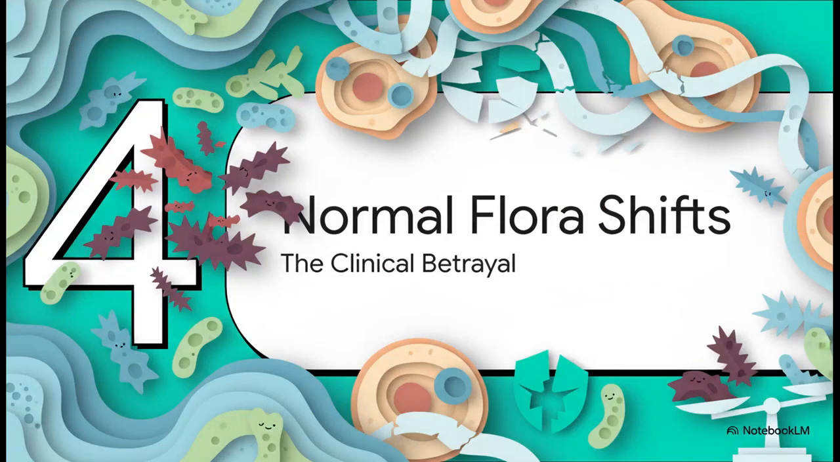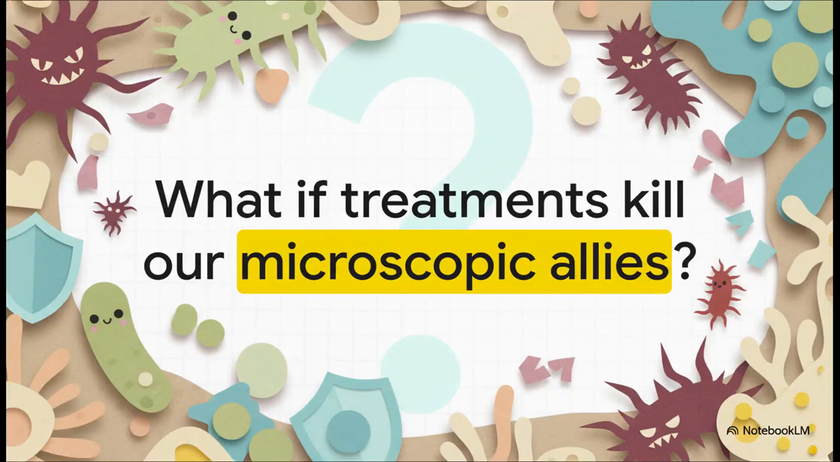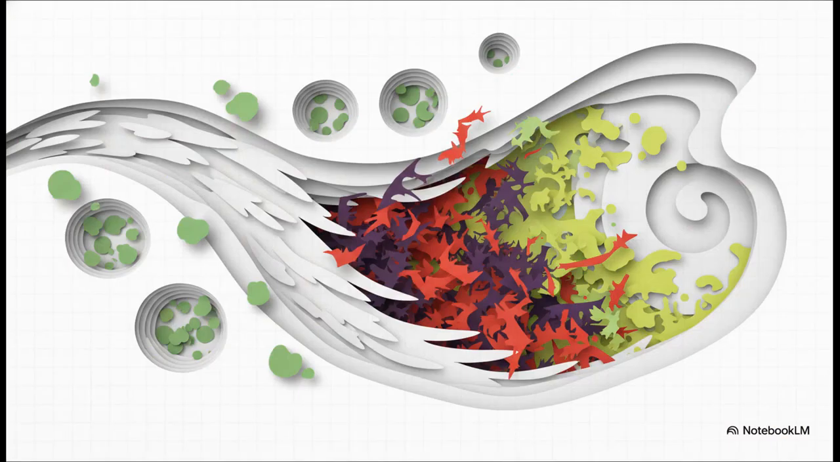Which brings us to Section 4, Normal Flora Shifts, the clinical betrayal. Here's a pivotal clinical question for you. We spend so much time fighting pathogens, but what happens when our own medical interventions inadvertently wipe out our first line of microbial defense? Well, the reality is that broad-spectrum antibiotics, while totally life-saving, can be ecologically devastating to a patient's gut. Take a drug like clindamycin.